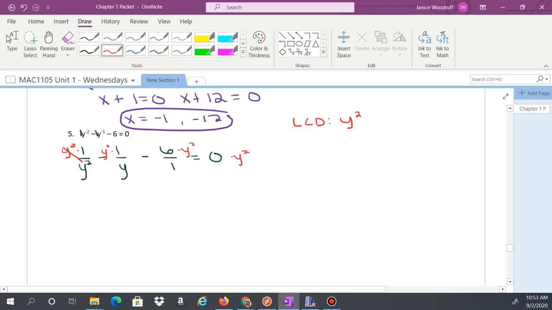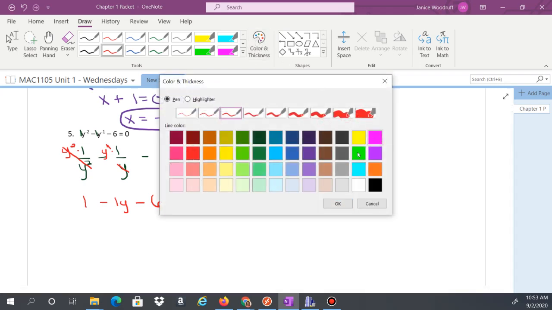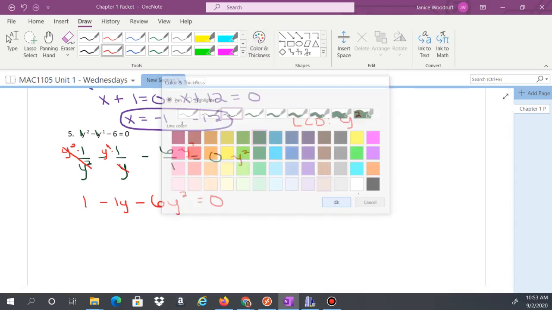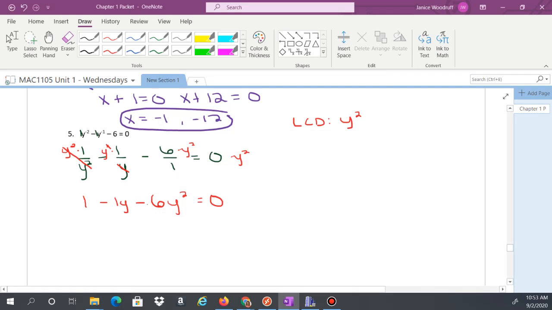So these y squareds cancel. You get a 1. Here you have y squared over y, so that's just going to take one of the y's out. So this is going to be minus 1y. And then you're going to have a minus 6y squared. And then 0 times y squared would give you 0. Okay, now it's a quadratic.